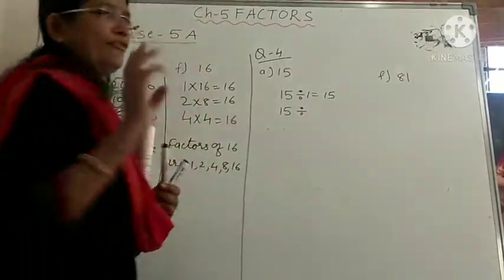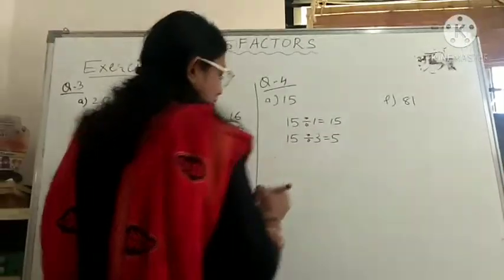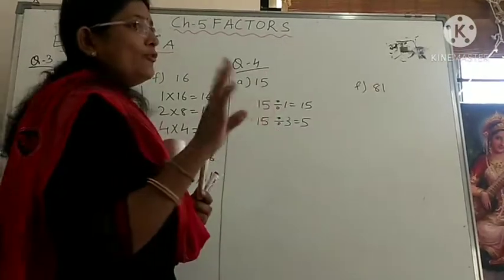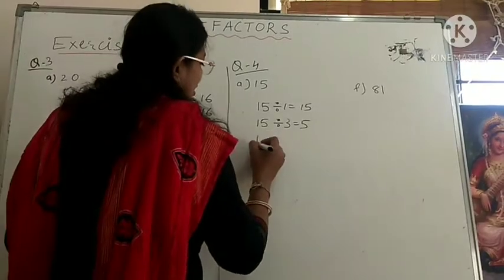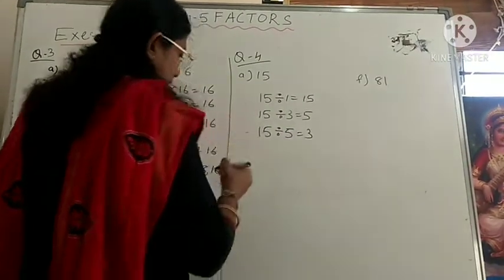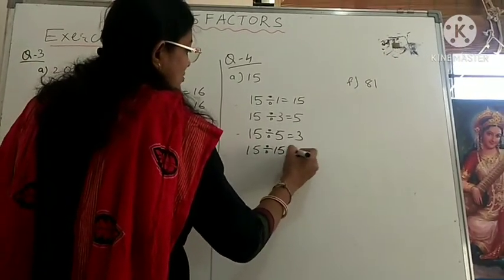So now we will write 15 divided by 3. We know that 3 5s are 15. Okay, so we have to do it like this. Then now 4's table. 4 4s are 16. So 15 is not coming in the 4's table also. So 15 divided by 5 is equal to 3. Okay. And then 15 divided by 15 is equal to 1.